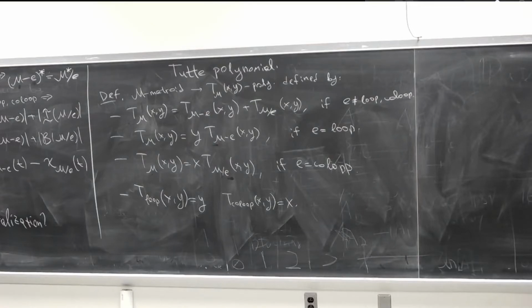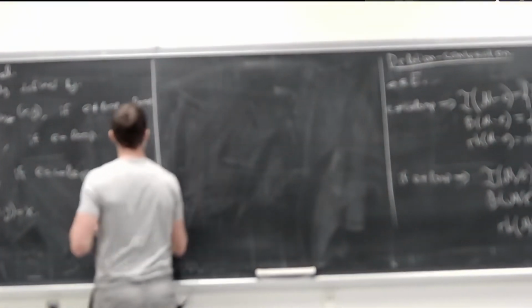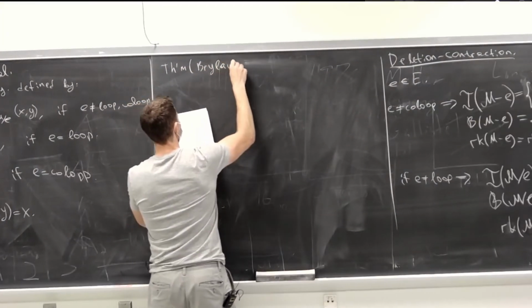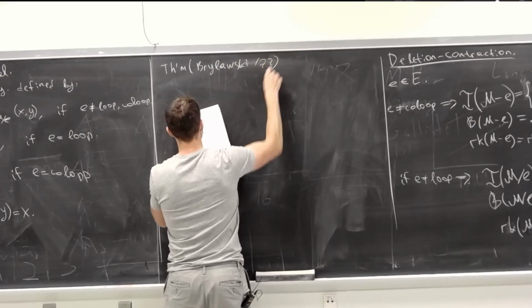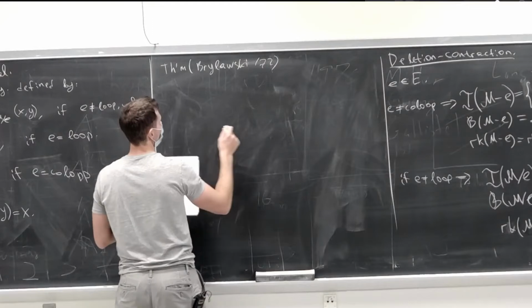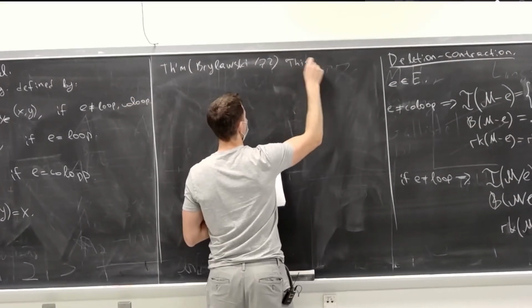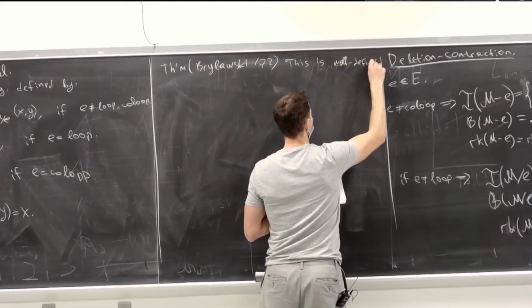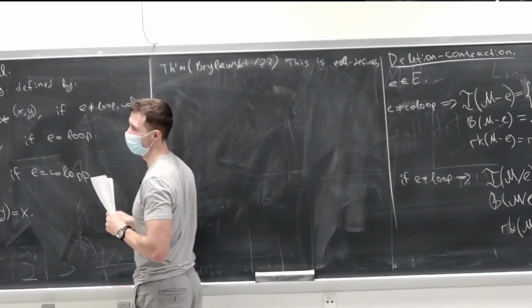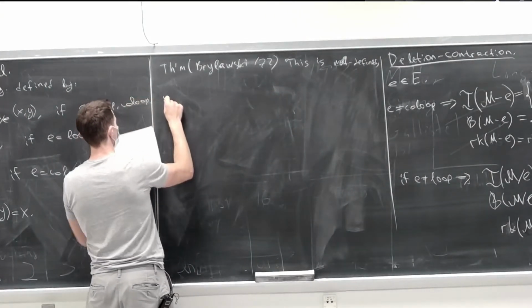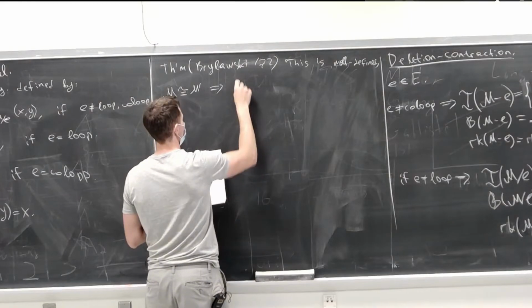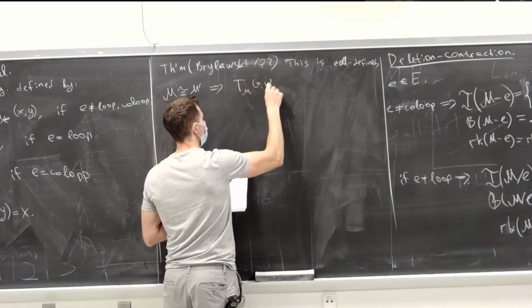The theorem, which is due to Brylewski, 72, is that this is well defined, and moreover, it gives you a matroid invariant. If two matroids are isomorphic, then the corresponding Tutte polynomials agree.